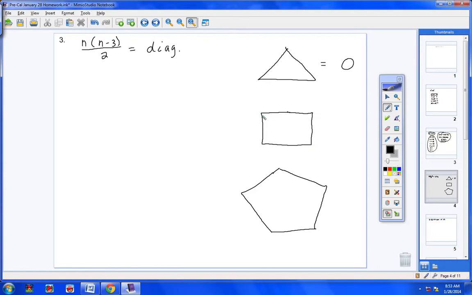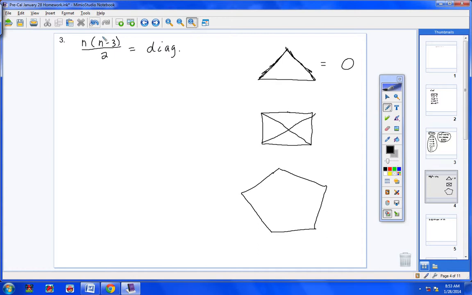So in a rectangle over here we have a diagonal, and we have another diagonal, and you can't draw any more. That's all you can draw. Here you can't draw a diagonal. If you went from here to here, you're just retracing a side. If you went from this vertex to this vertex, you're just tracing a side. So a triangle has 0 diagonals.